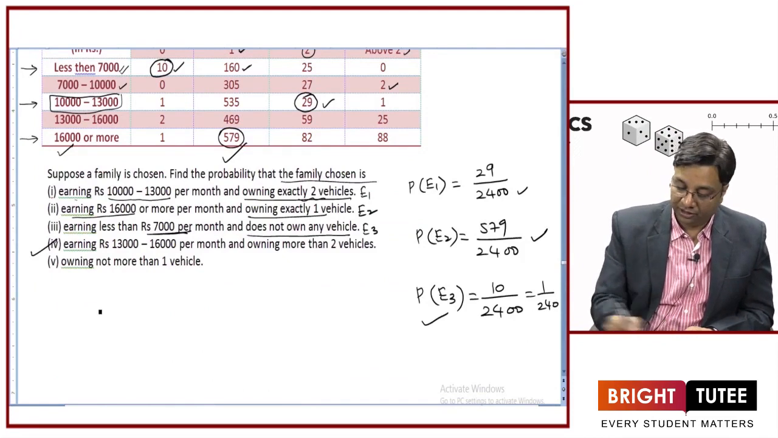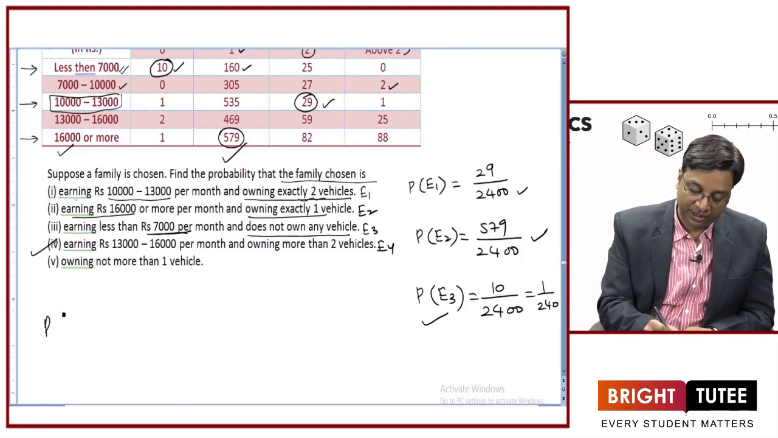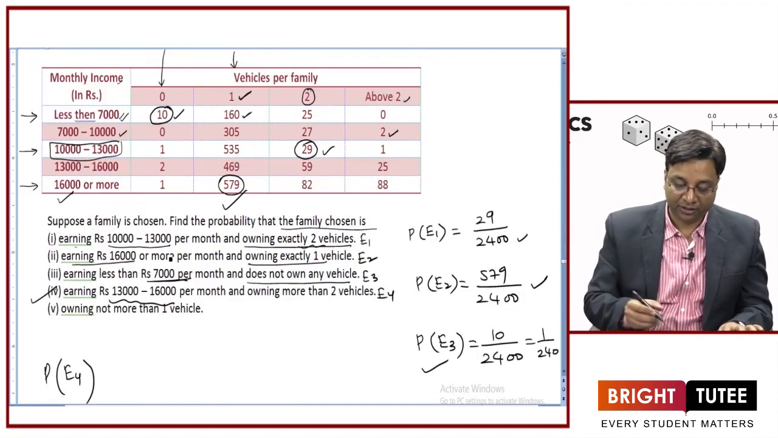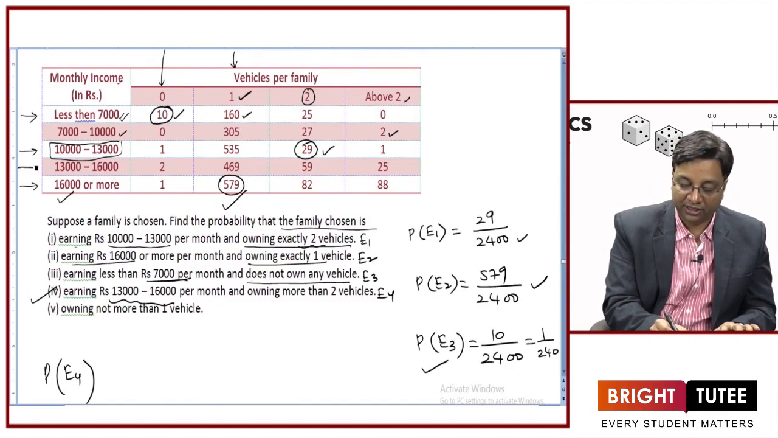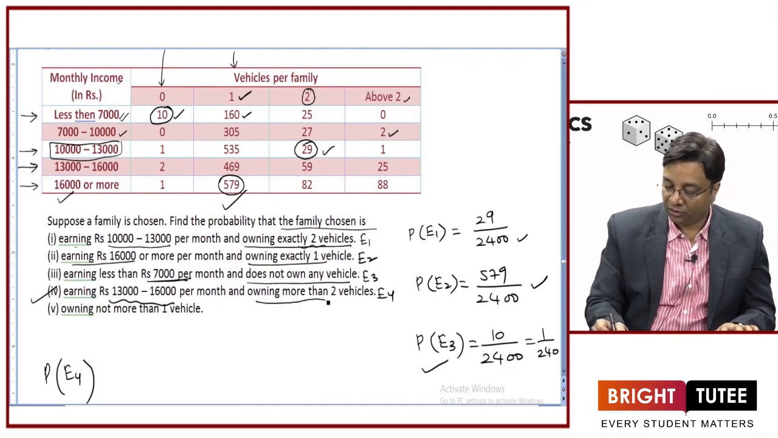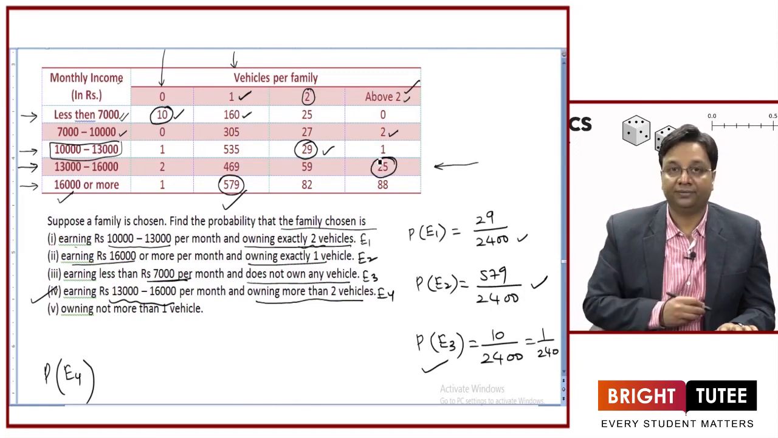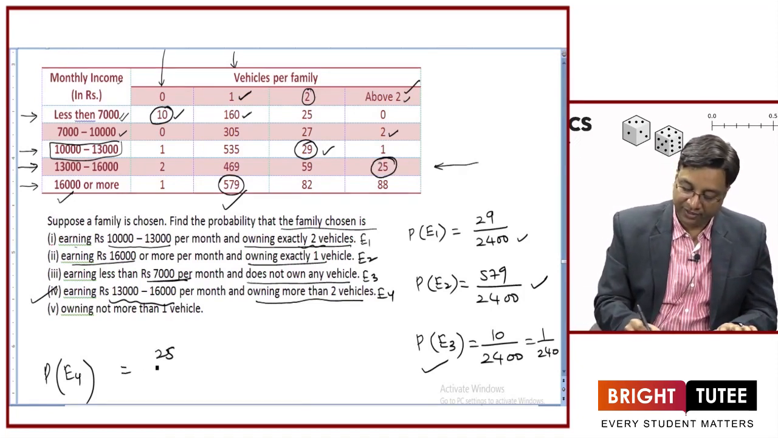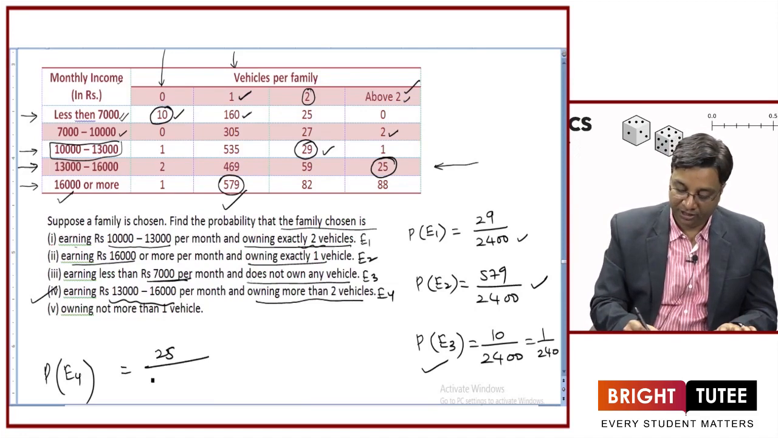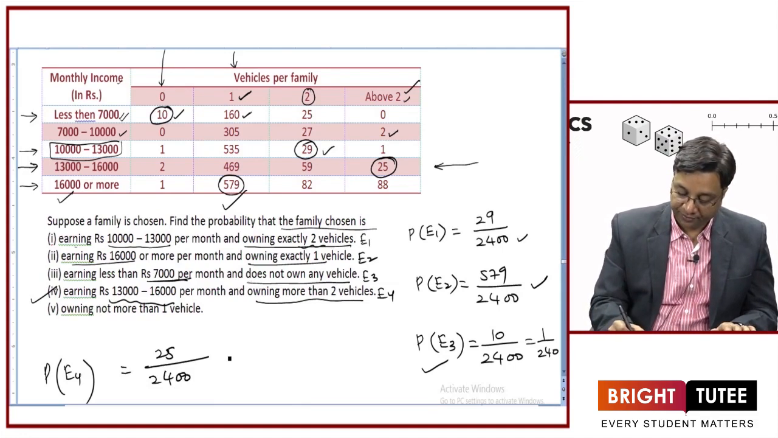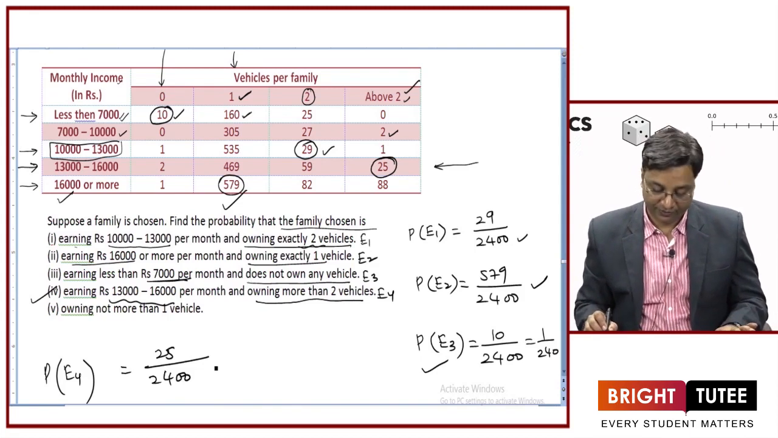Let us look for this event 4. So probability of event 4, earning 13,000 to 16,000 per month. 13,000 to 16,000 is this row, and owning more than 2 vehicles. So above 2 vehicles in this particular row, 25. Okay, so 25 is the numerator, and the denominator we already know is 2400. So you can cancel it out, otherwise you can leave it like that also.